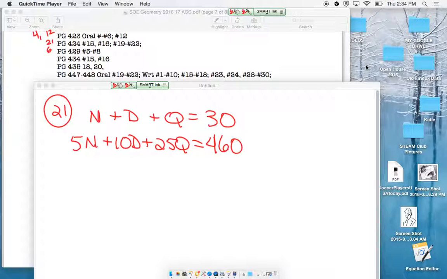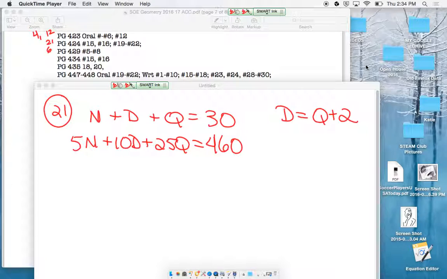And then the third equation, I need to take into account the fact that they state there are 2 more dimes than quarters. So the number of dimes would be the number of quarters plus 2. 2 more dimes than quarters. So if I have 10 dimes, that means I would have 8 quarters.